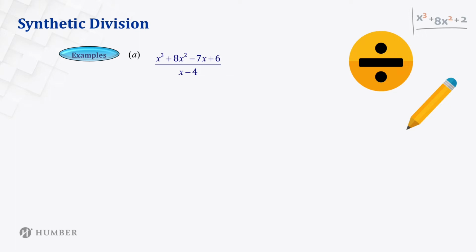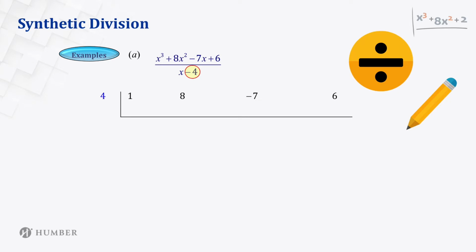Our first step is to list the coefficient of the dividend. We have 1, 8, negative 7, and 6. Next, we need to identify the c value. Write the opposite sign of the constant in the divisor. So it is 4 in this case.